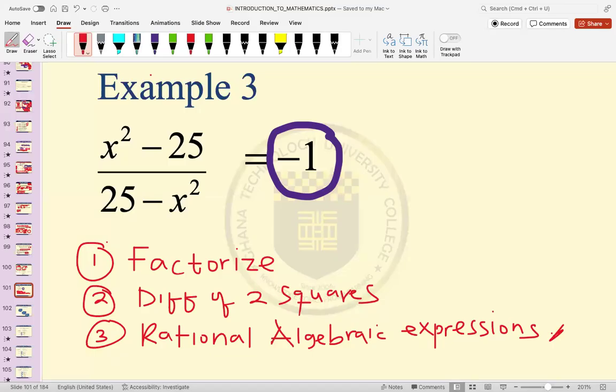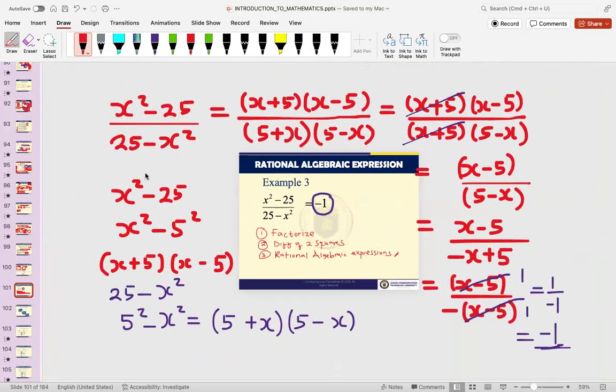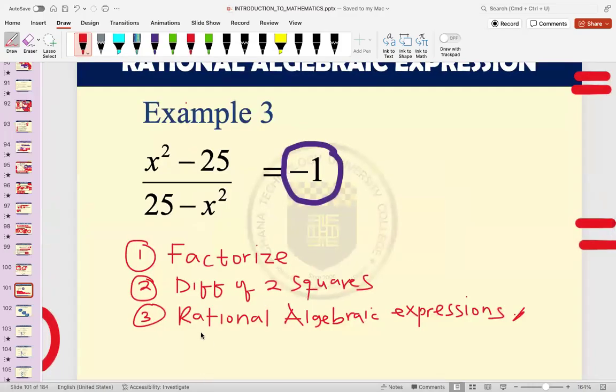So this is my last example I want to work today. I'm still waiting for your questions. Any question about this long solution that gave us -1 in the end? We're just using the concepts. So interestingly, see how it started. The thing started as a rational algebraic expression. So that's what we saw here.